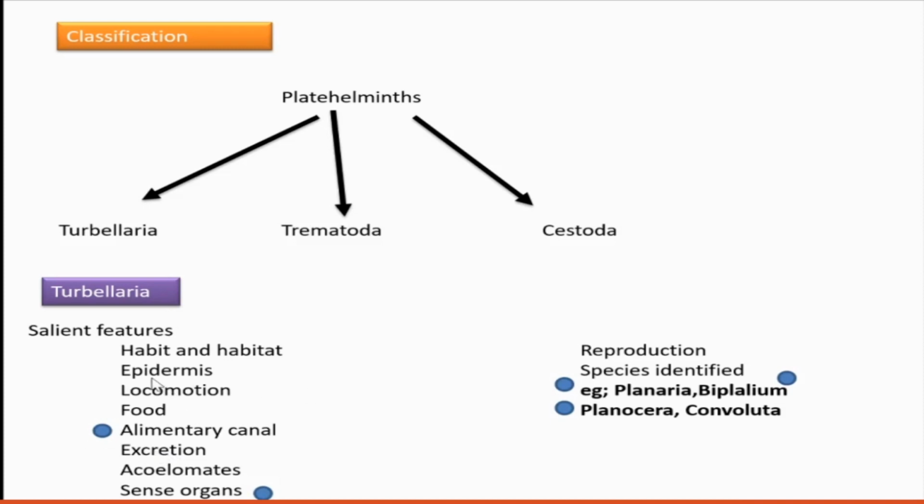Next is about their epidermis. Epidermis is with cilia, a ciliated epidermis. And there is one more feature. Just below the epidermis, rhabdites are present. What are rhabdites? Rhabdites are certain rod-like secretory products.